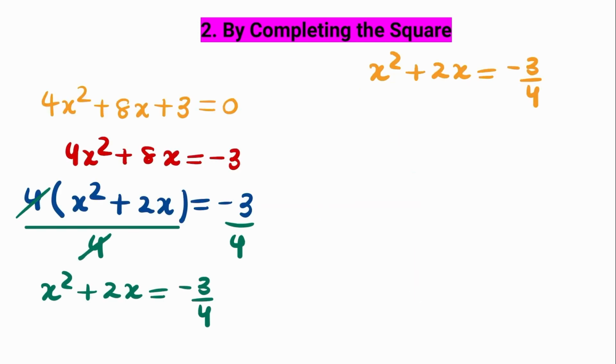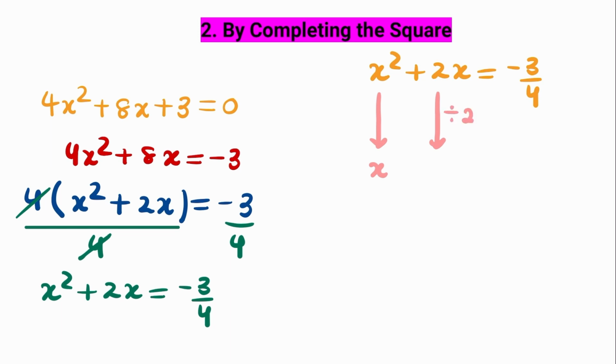Now after this we have to apply the completing the square method. In order to do that, this is very important, listen up, we should take x out of x squared like this, and then half of the coefficient of x. What is the coefficient of x? The coefficient of x is 2.